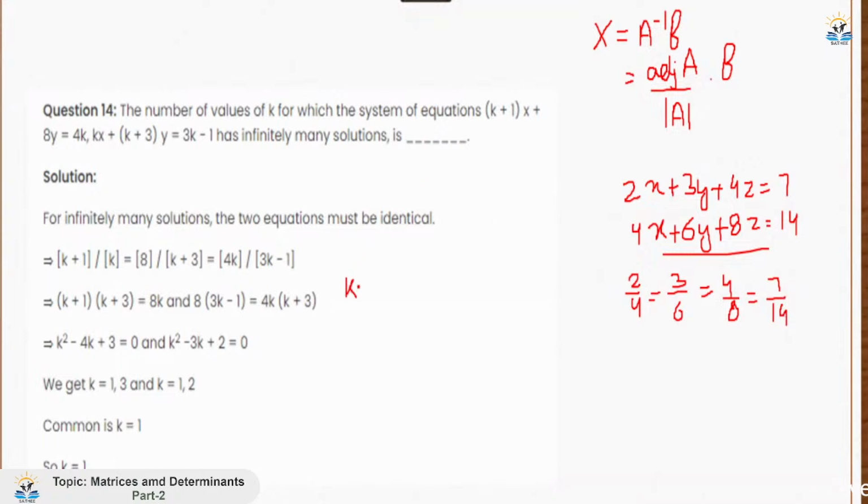We can simply write k plus 1 upon k equal to 8y. So 8 upon k plus 3 equal to 4k upon 3k minus 1.